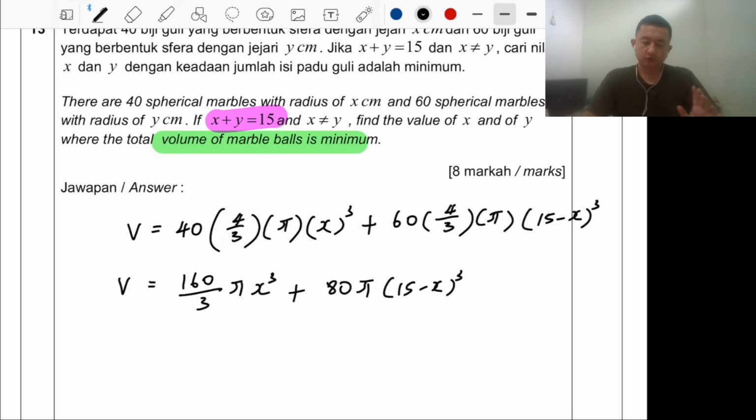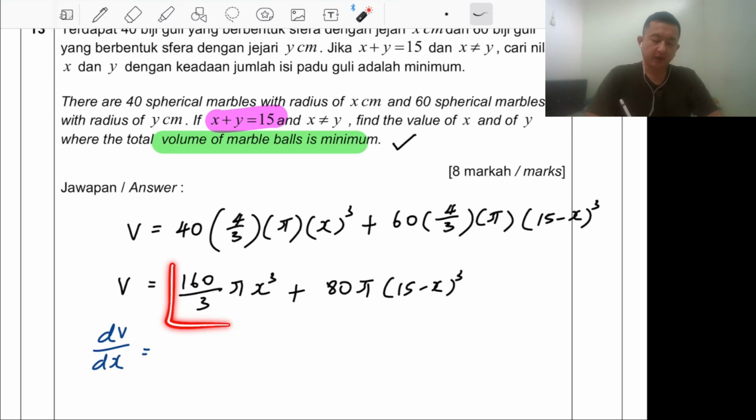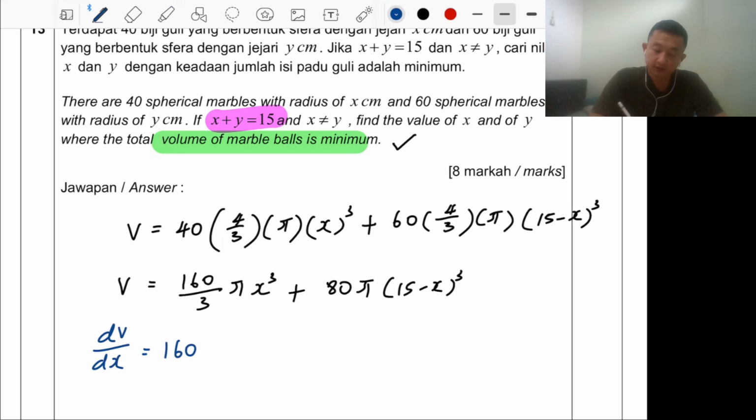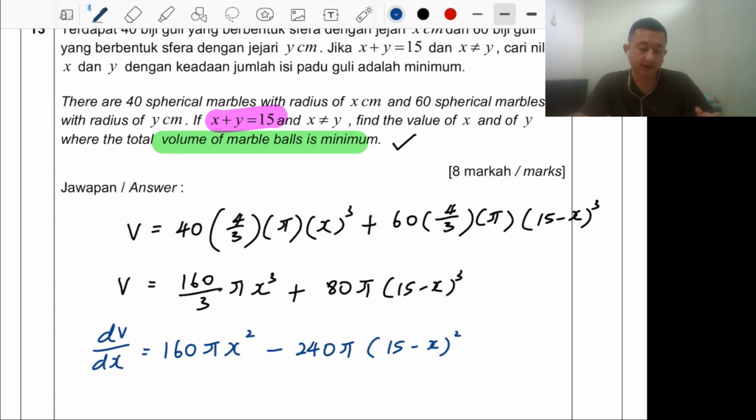Okay. To figure out the maximum value, you have to differentiate it. dV/dx, part by part, 160 pi x squared plus, then negative 1 here, so negative 240 pi times 15 minus x squared, and let it be 0.